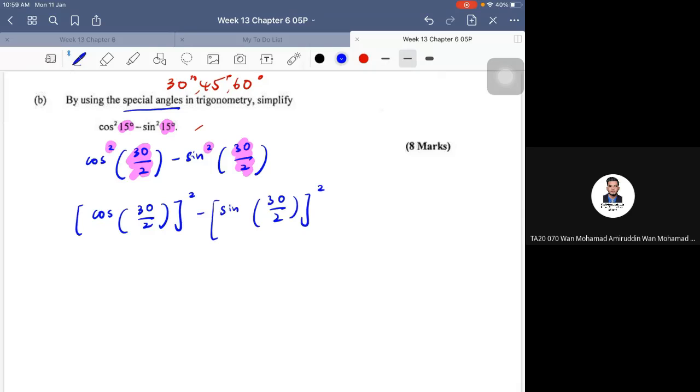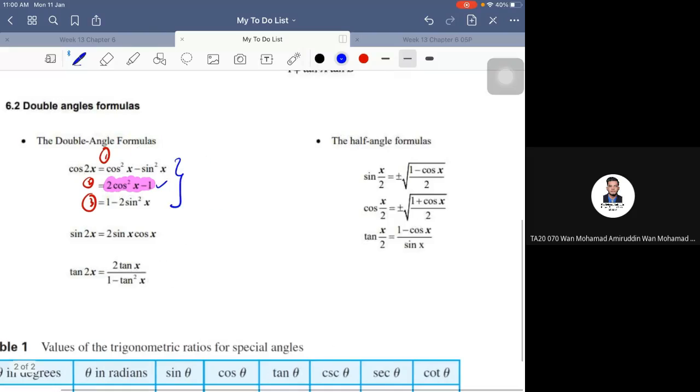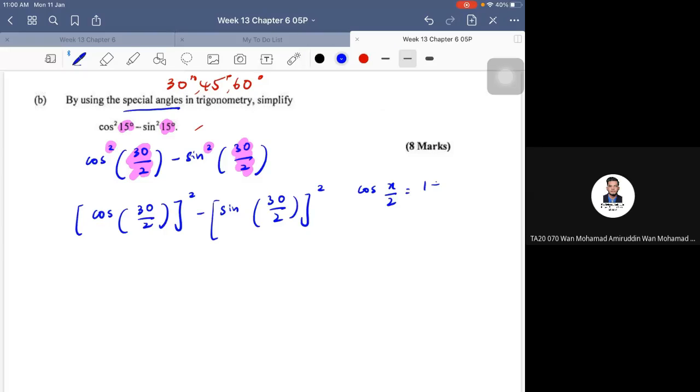So bila dalam bentuk ni, so I akan pakai half angle formula. So apa half angle formula untuk cos? So kalau kita ada cos x per 2, so dia adalah sama dengan, so where's my half angle? So dia akan jadi 1 tambah cos x per 2. So 1 tambah cos x per 2 is going to be square root, and I'm going to have both plus and also minus. Maknanya ada 2 nilai, boleh jadi tambah, boleh jadi tolak.